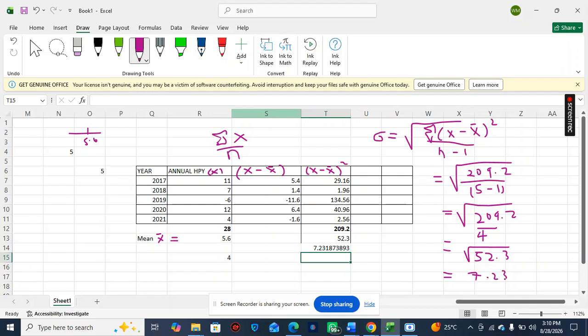So this is a relatively small standard deviation. The bigger the number, the bigger the standard deviation. So 7.2 is relatively small. It means on average, our data points are really not that far from our mean. They're relatively close to the mean. So it means on average, our returns should be around that 5.6 area. They should cluster.